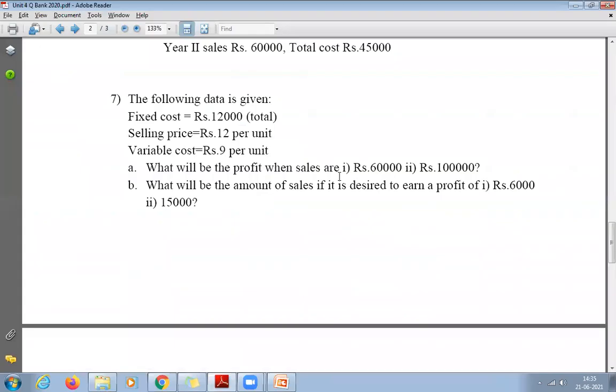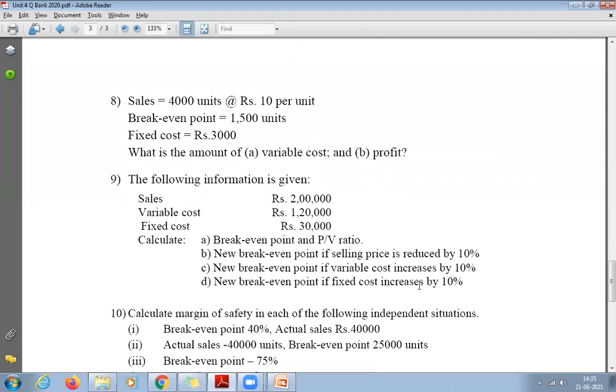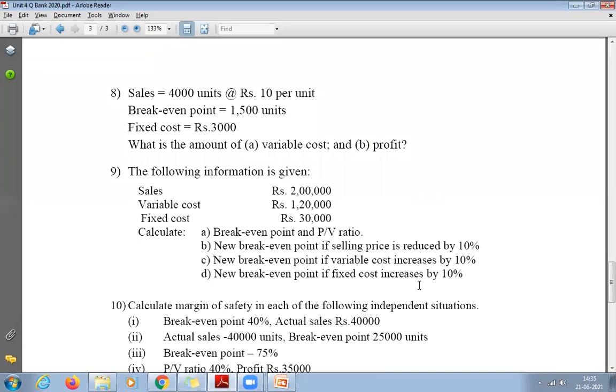Question number 8. Anyone please read. Abhirami? Sales is equal to 4,000 units at rupees 10 per unit. Break-even point is equal to 1,500 units. Fixed cost is equal to rupees 3,000. What is the amount of variable cost and profit?